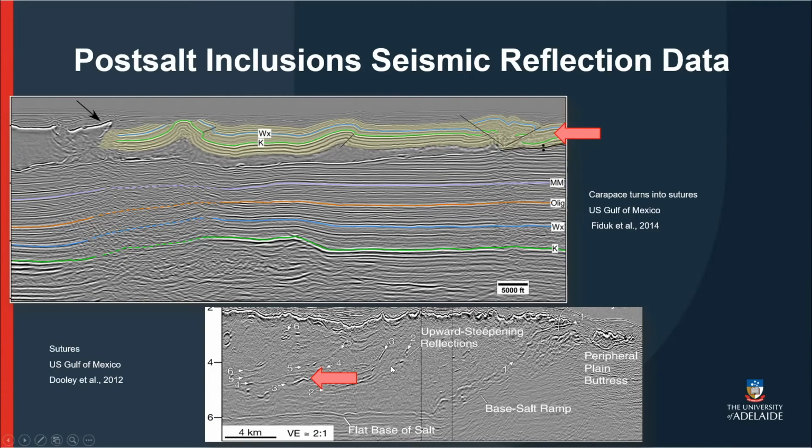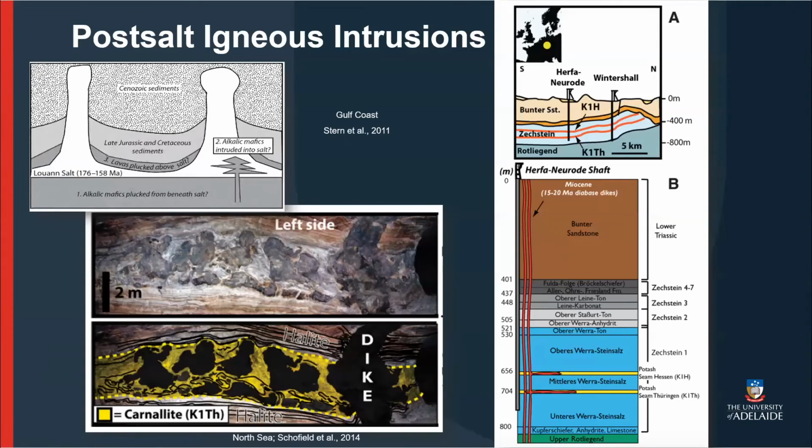You can get a big salt canopy folding over onto itself, and you can get bits and pieces of sediments incorporated in the salt from that happening. So these are two different types of sutures, is what they call them. And then lastly, we also have igneous intrusions.